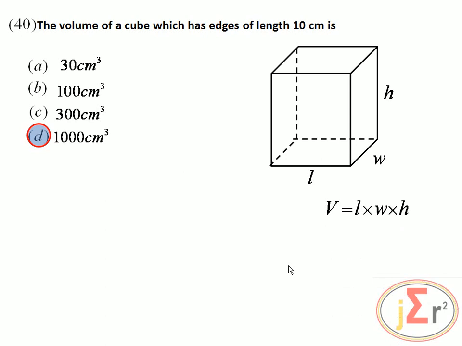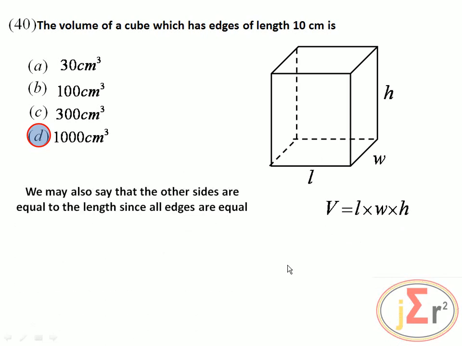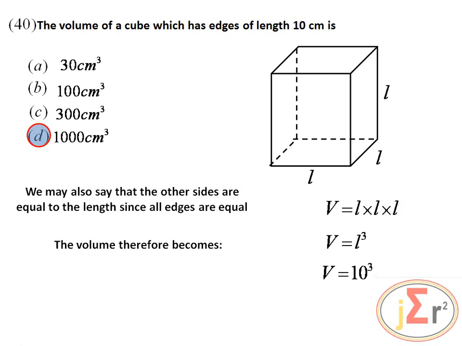Let us take another go at the solution of the problem. We may also say that the other sides are equal to the length since all edges are equal. So put length for each one of those. The volume therefore becomes V is equal to L multiplied by L multiplied by L, which is 3 occurrences of L multiplying together, and that will give us L cubed. So V is equal to 10 cubed. When we cube 10, we get a 1 followed by 3 zeros, and that is 1,000 centimeters cubed.